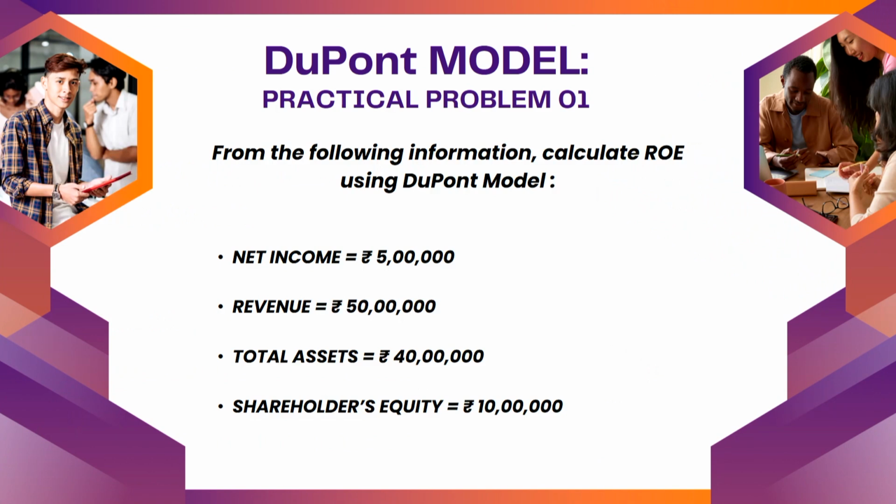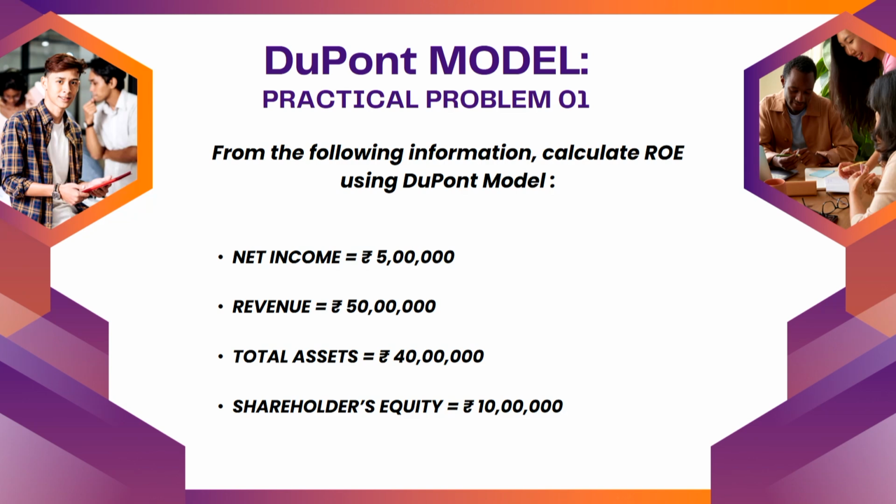To start the lecture, we will have the first problem in which we will simply apply the formula and calculate the ROE. From the following information, you are required to calculate ROE using the DuPont model. We are provided with net income 5 lakh rupees, revenue 50 lakhs, total assets 40 lakhs and shareholders equity 10 lakhs. In this question, you are provided with all information without any further calculations, so we will just put it into the formula for the computation of ROE.